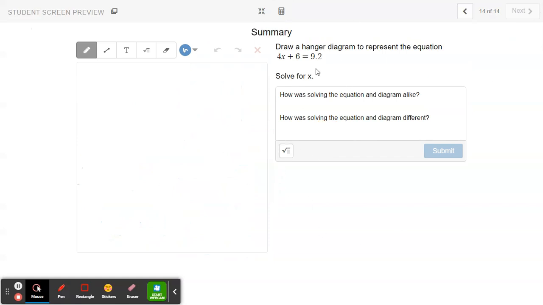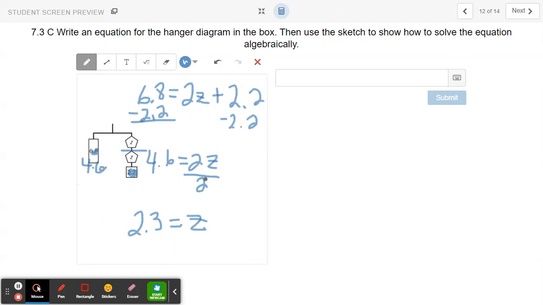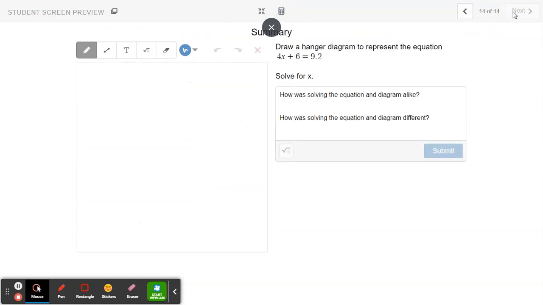So the question is, draw a hanger diagram to represent the equation. How was solving the equation and diagram alike? How was solving the equation and diagram different? So what they mean is this is solving the equation. The work we're doing, the work we're showing here, and what we're doing on the diagram, there's similarities, right?